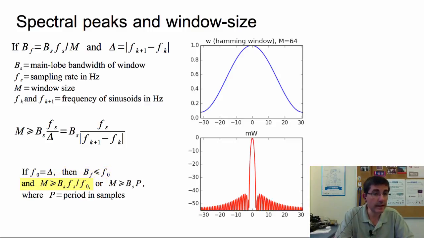And therefore, capital M, the window size, will have to be bigger or equal than B sub S multiplied by F sub S divided by F sub 0. Or if we express the cycle length as the period in samples, then this M has to be bigger or equal than B sub S multiplied by the period of the harmonic sound expressed in samples, which is this capital P.